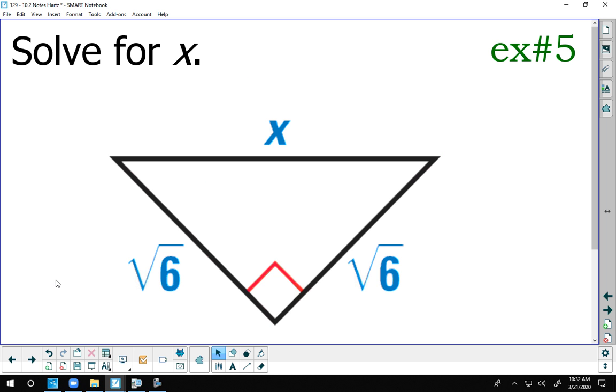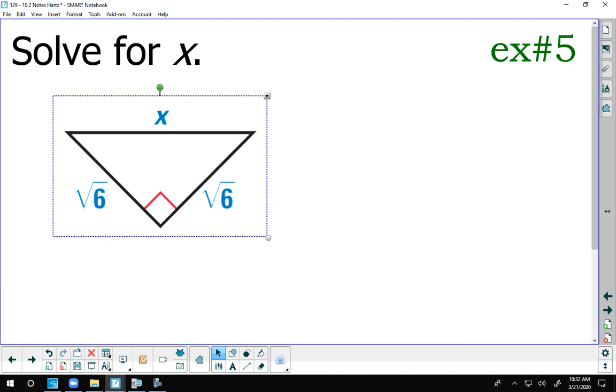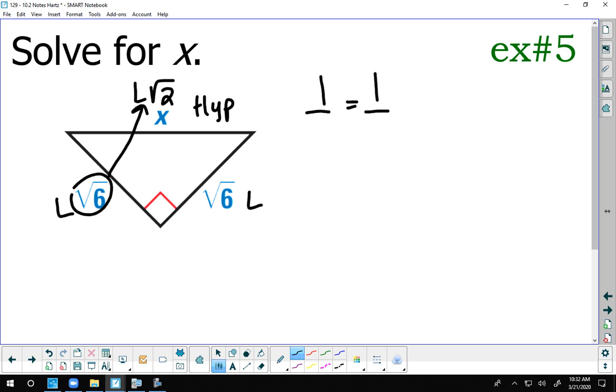Now it gets a little harder because our leg length is not a constant. So this is an example where you would want to set up the ratios. So leg, and this is the hypotenuse, which is leg square root of 2. So you could, right, if our leg is square root of 6, you could do square root of 6 times square root of 2, or we can set up our ratios.